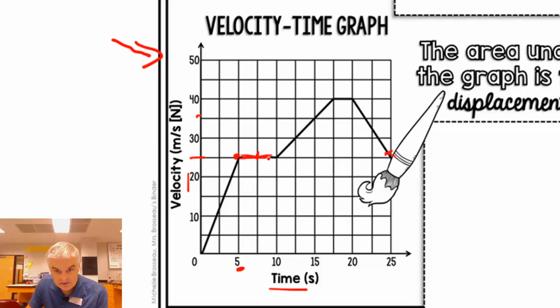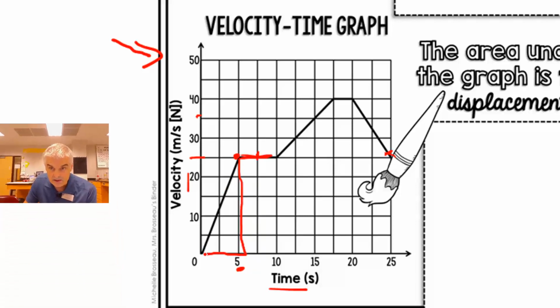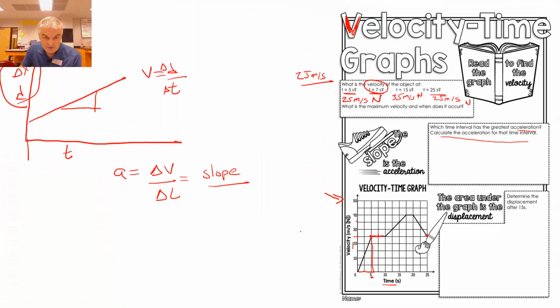This right here, of course, the slope is 0. So there is no acceleration right here. We'll talk a little bit about what this means. So the steepest part of this is this beginning part, right? So it's from here to here. All right, so the time interval is from 0 to 5 seconds.